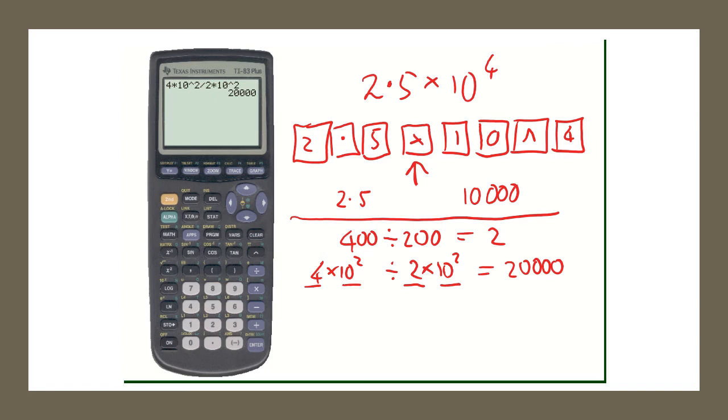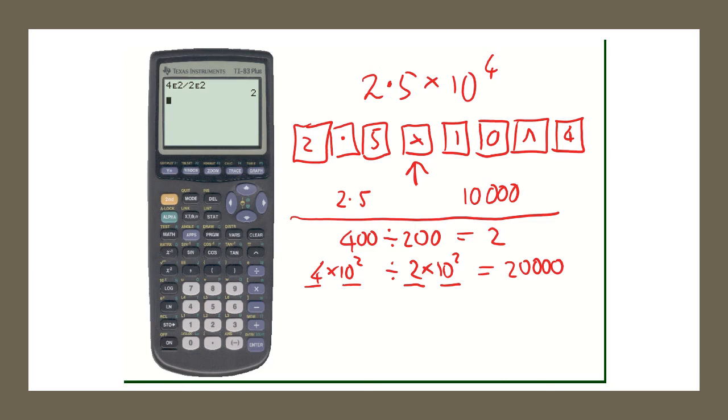You must use the exponent button. The correct way to do that would be, let's clear my calculator. 400 would be 4 exponent 2, 4 times 10 to the power of 2, and then I divide by 200, which would be 2 exponent 2, and now I get the right answer.